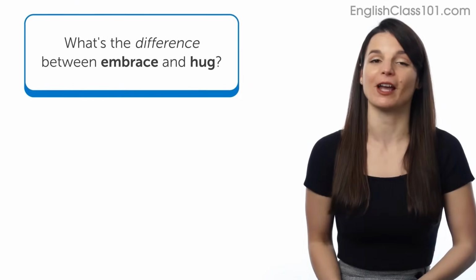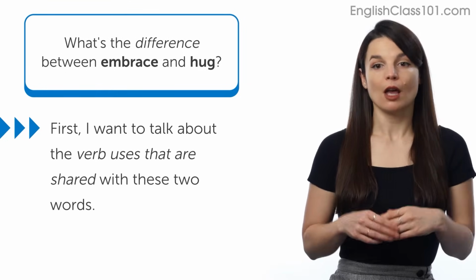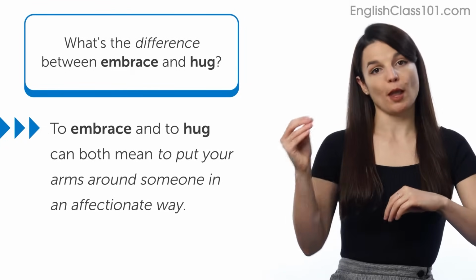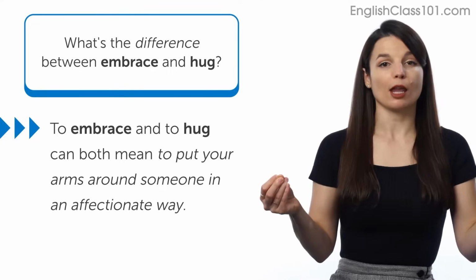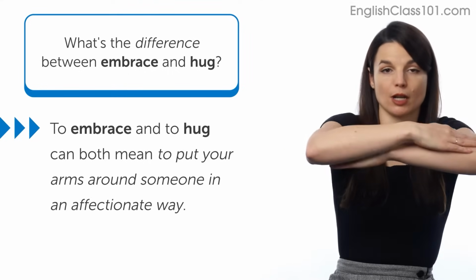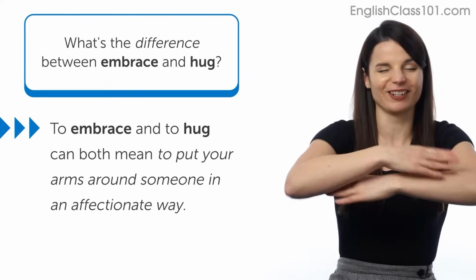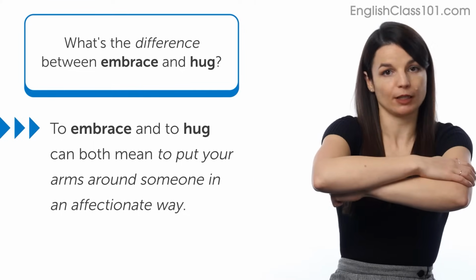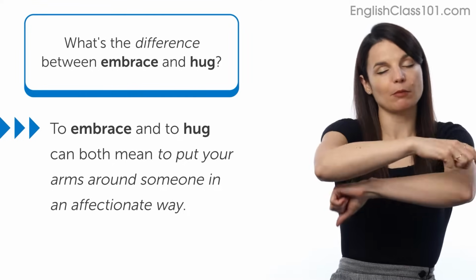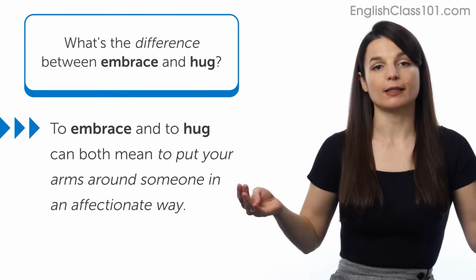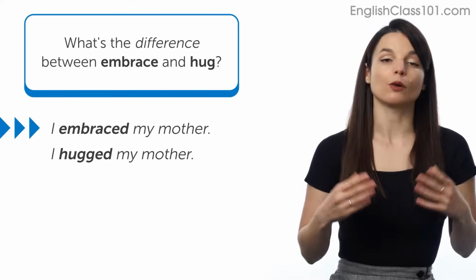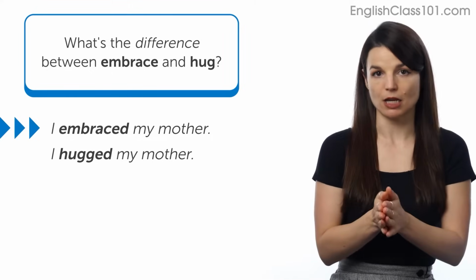Nice question. Okay. First, I want to talk about the verb uses that are shared with these two words. So to embrace and to hug can both mean to put your arms around another person, or maybe even a pet, to put your arms around someone and to express affection in this way, right? You meet up with your family member you haven't seen in a long time. You can say, I embraced my mother, or I hugged my mother. So in this sense, they have the same meaning.